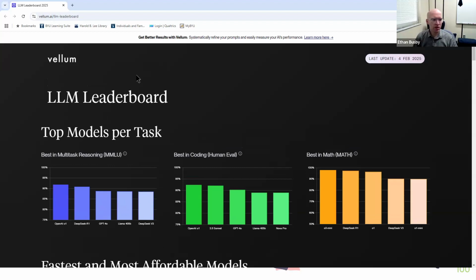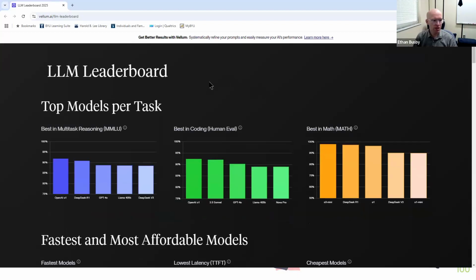This is a leaderboard that walks through different models. I'm going to walk you through this leaderboard very quickly. On the top, it tells us when it was updated. That's important if you want to think about how accurate this is. So this is about 20-something days old, so maybe there's been some new innovation since.